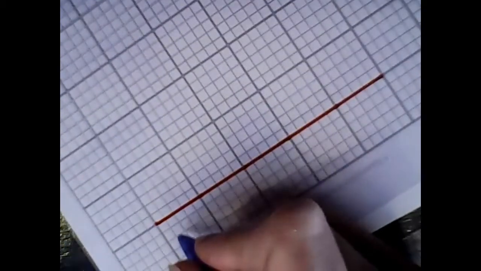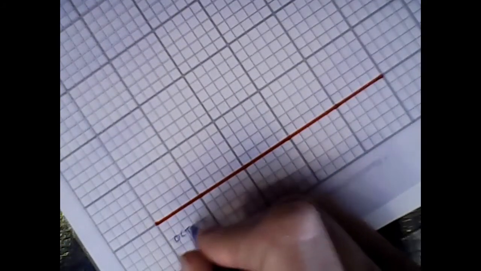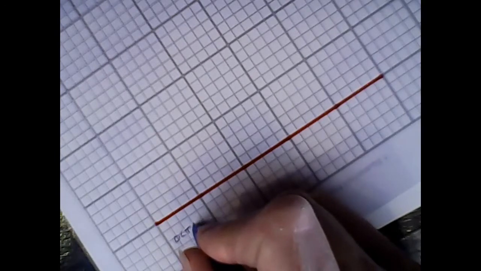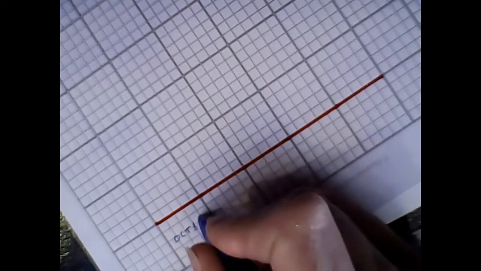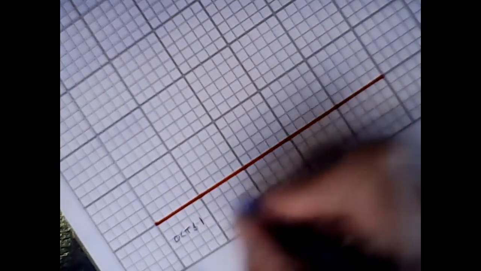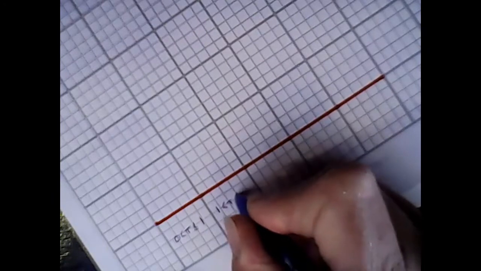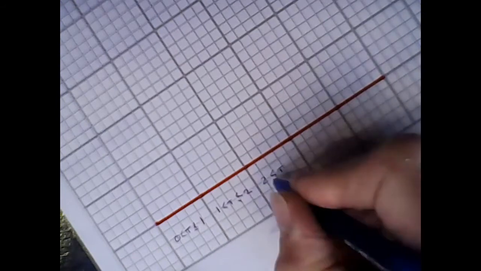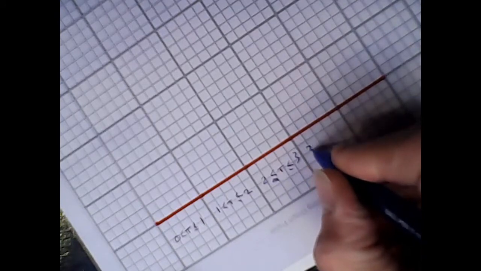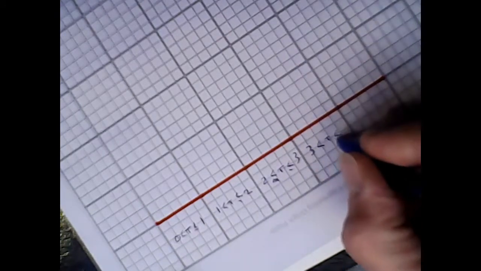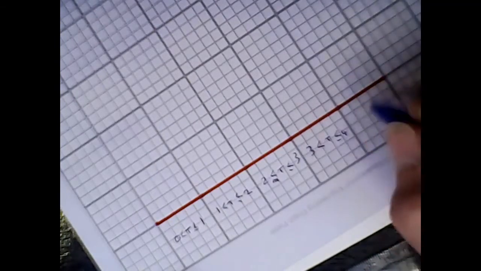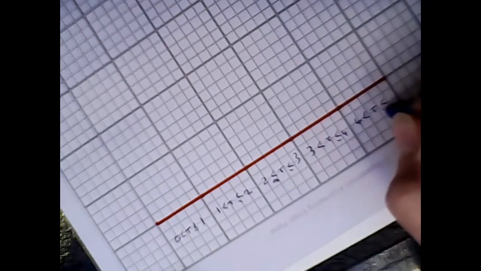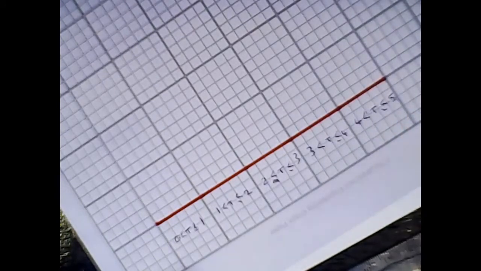So this one here will be 0 less than t, t greater than 0 or 1 greater than or equal to t, okay? And then I'll carry on putting the other ones in. The last one there. Okay, so that's my bottom, my x-axis done.